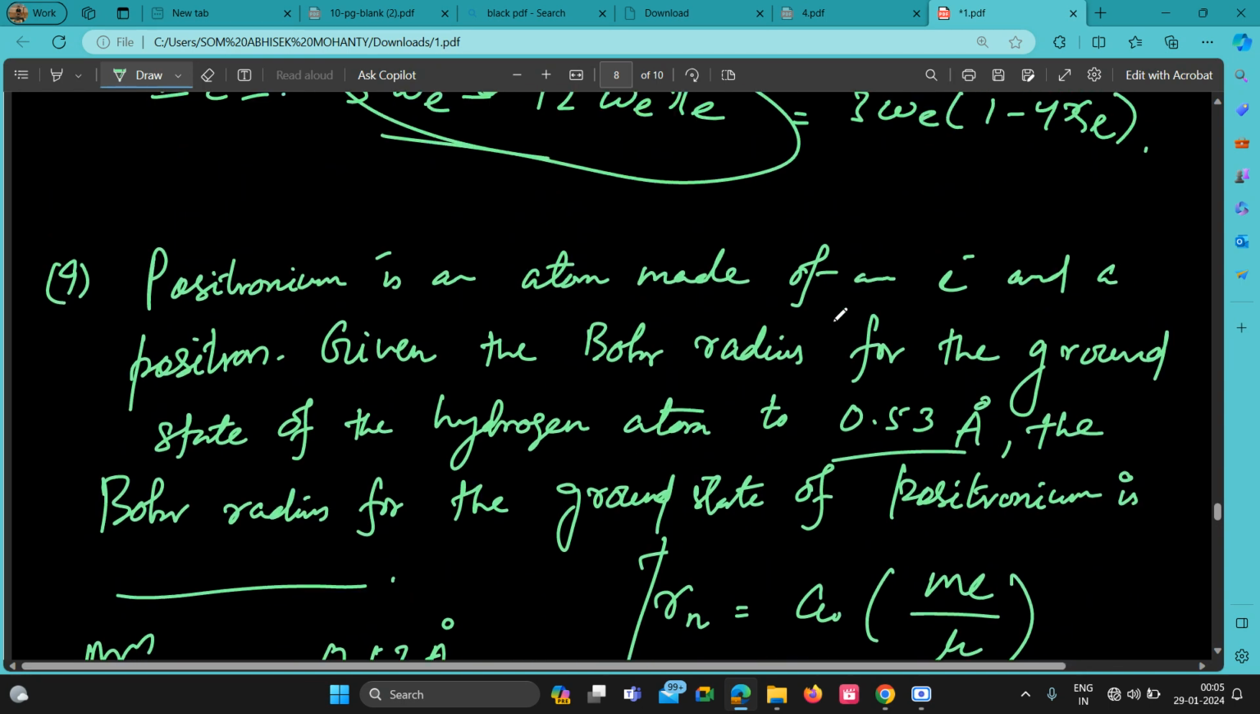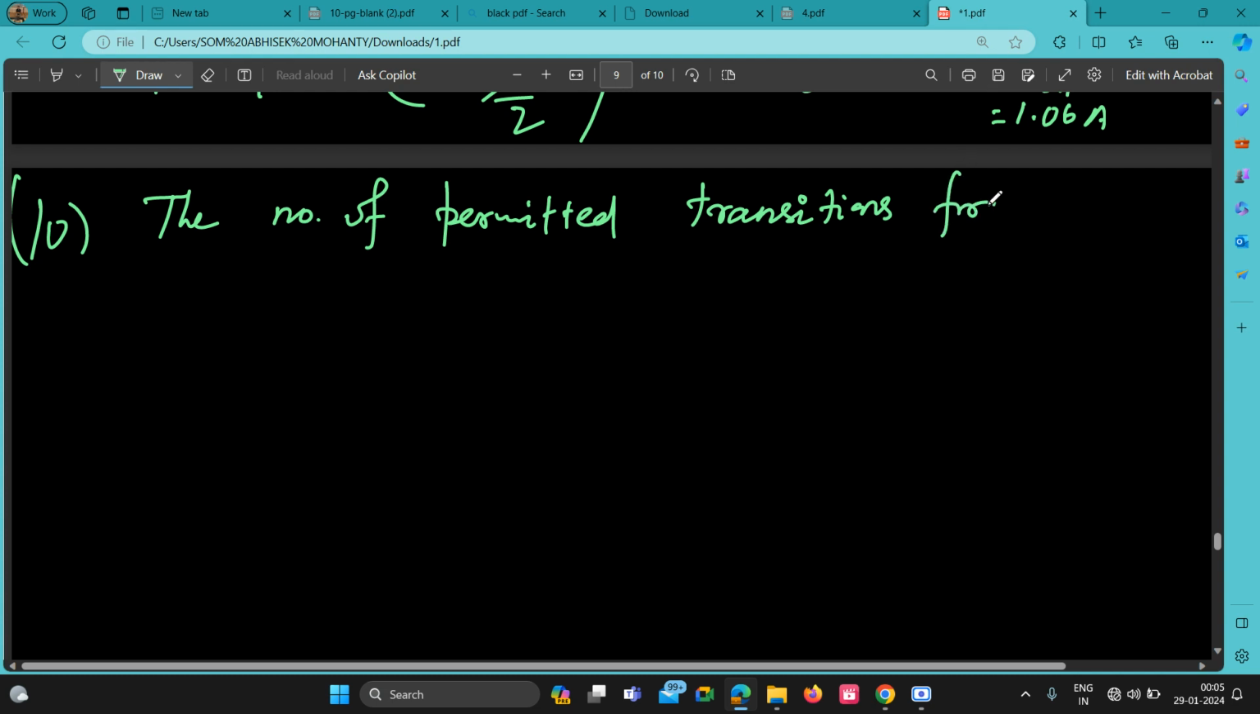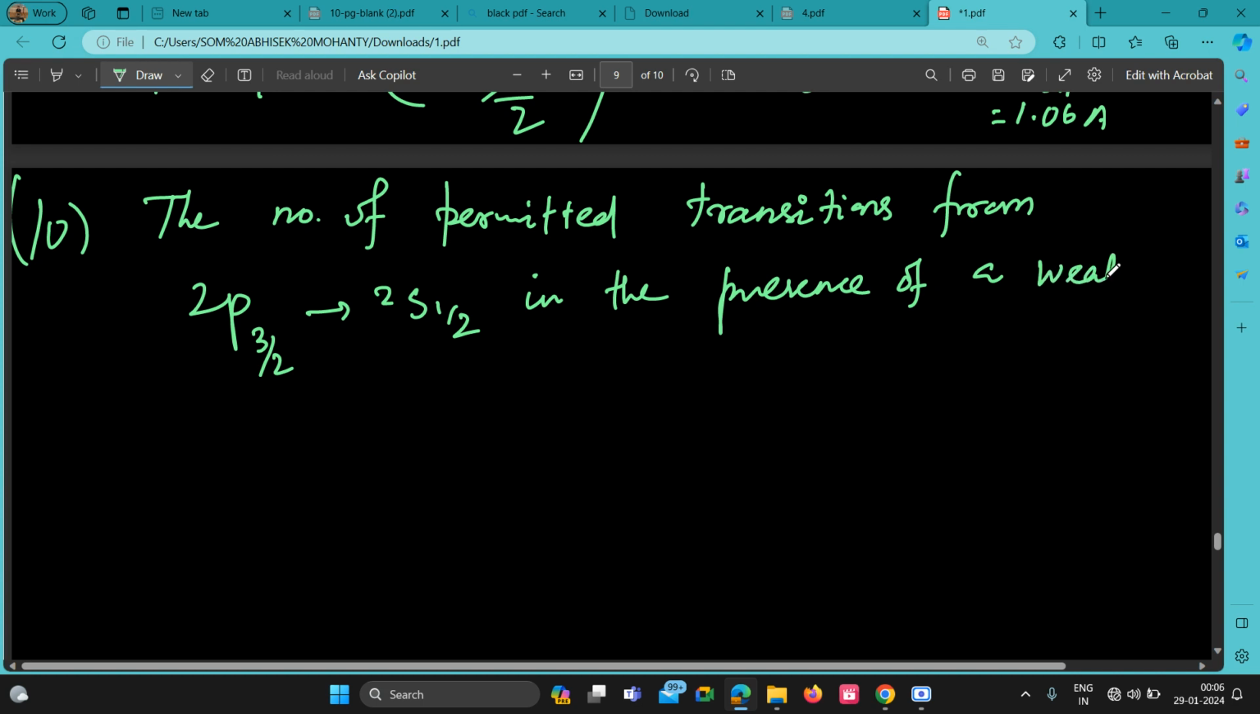Okay, next question. Question number 10. This is a good one. Let's end with a good one. The number of permitted transitions from 2p3/2 to 2s1/2 in the presence of a weak magnetic field.